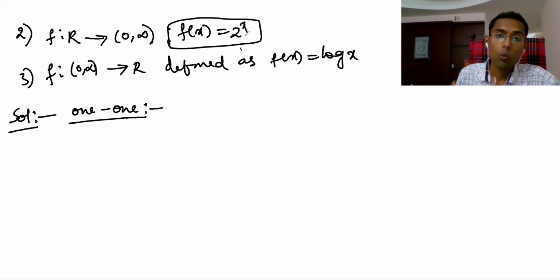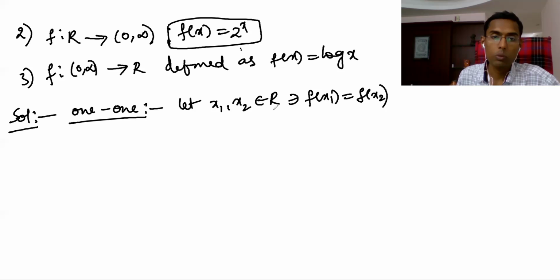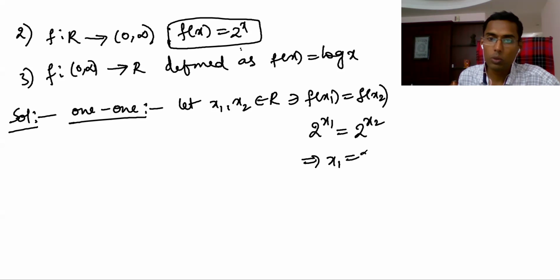Here, if you take two different elements, how do you do this? Let x1, x2 belong to R, such that f of x1 equal to f of x2. F of x1 means what? F of x means 2 power x. So f of x1 means 2 power x1 equal to 2 power x2. That means obviously x1 equal to x2, when bases are equal, powers you can also equate. So you have taken f of x1 equal to f of x2, then you got x1 equal to x2.